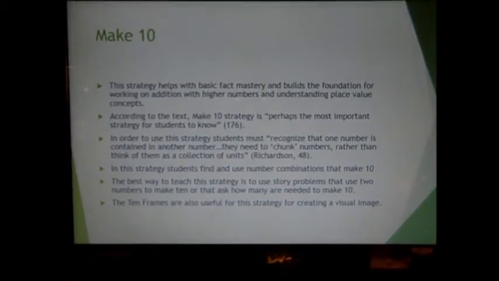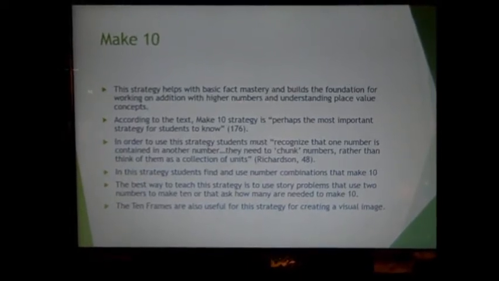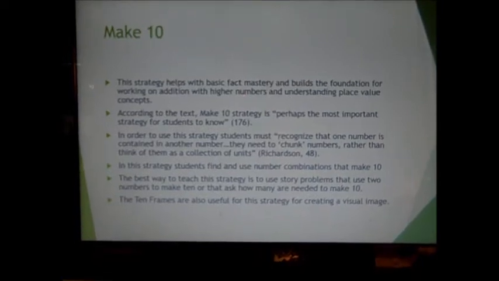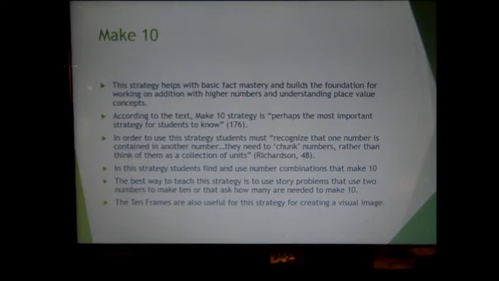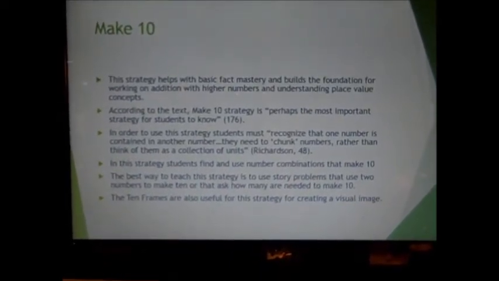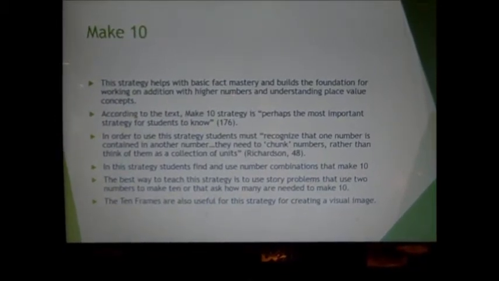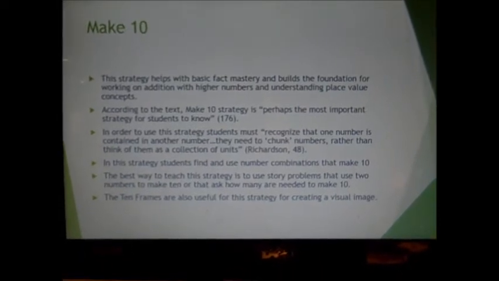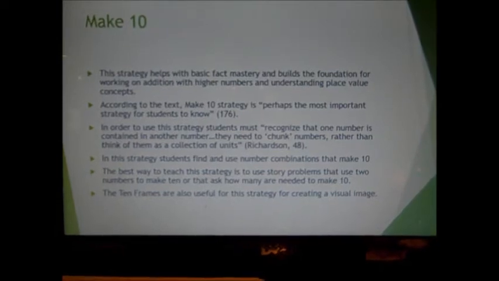The Make 10 strategy. This strategy helps with basic fact mastery and builds the foundation for working on addition with higher numbers and understanding place value concepts. According to the text, Make 10 strategy is perhaps the most important strategy for students to know. In order to use this strategy, students must recognize that one number is contained in another number. They need to chunk numbers rather than think of them as a collection of units. In this strategy, students find and use number combinations that make 10.